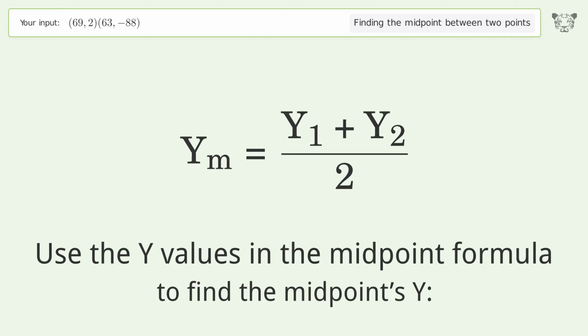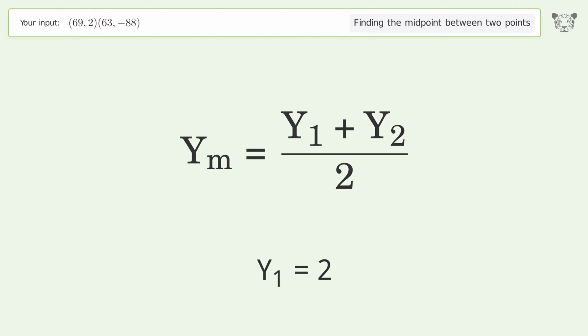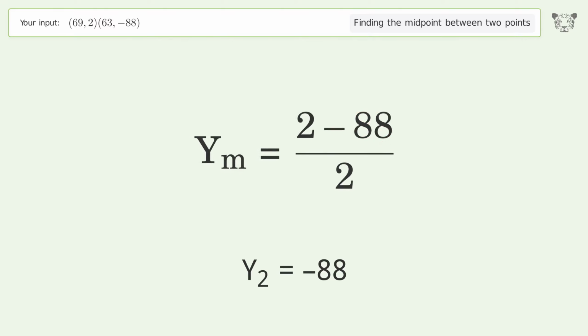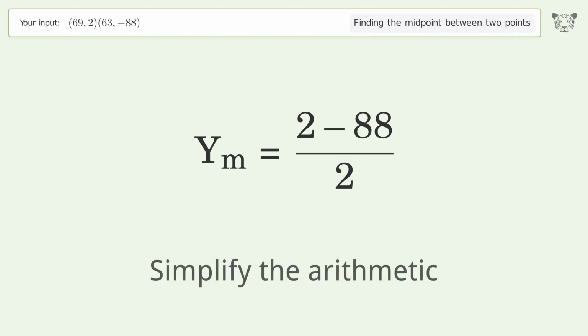Use the y values in the midpoint formula to find the midpoints y. y1 equals 2. y2 equals negative 88. Simplify the arithmetic.